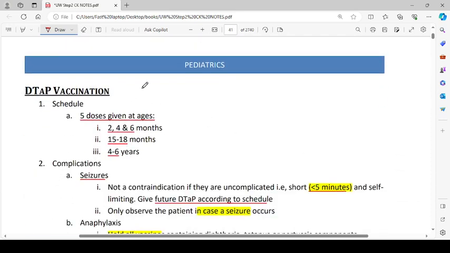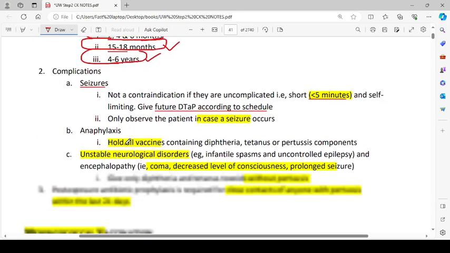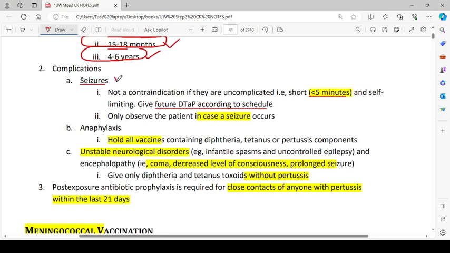Then what is DTaP vaccine? It is a toxoid vaccine. It is a combination of 3 vaccines: diphtheria, tetanus, and pertussis. So the schedule: 5 doses, given at 2, 4, and 6 months, then 15 to 18 months, and then 4 to 6 years. Complications: there can be seizures.